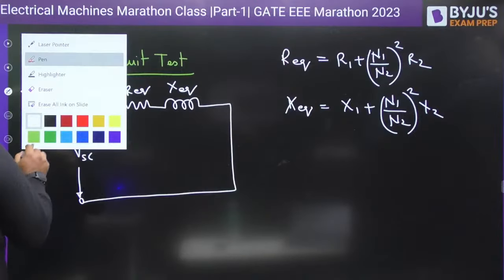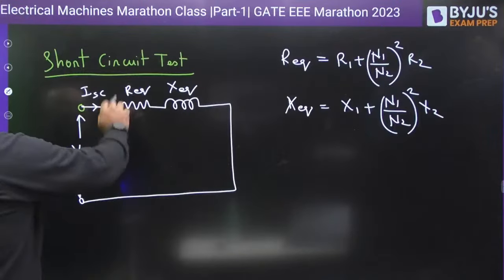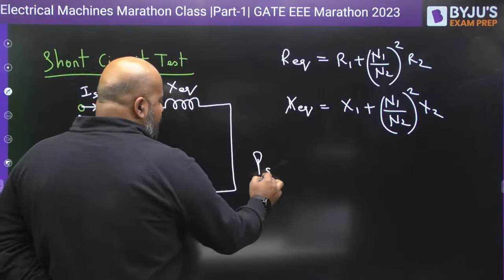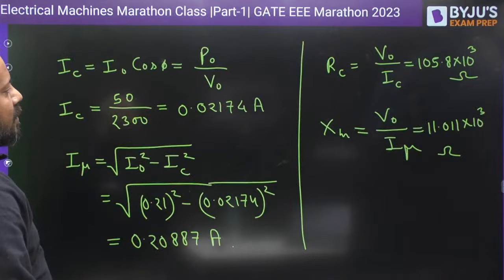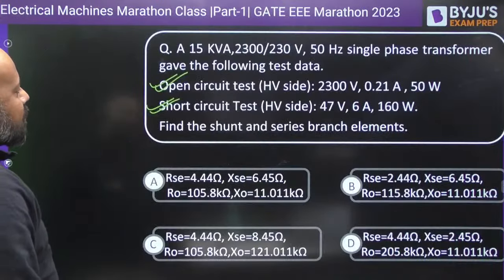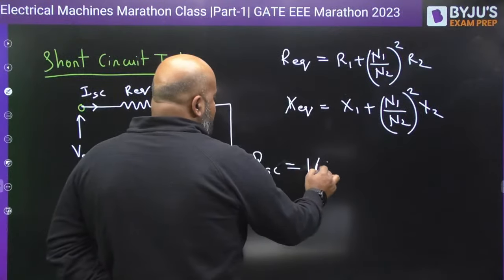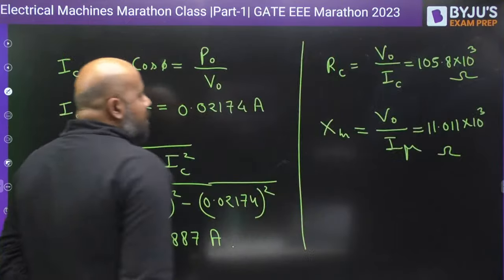Now whatever power loss is going to be there, that power loss is going to be only in this R equivalent, because in X equivalent there can be no power loss. So what is the power loss in case of short circuit? That represents the copper losses. So that is given as 160 watts.